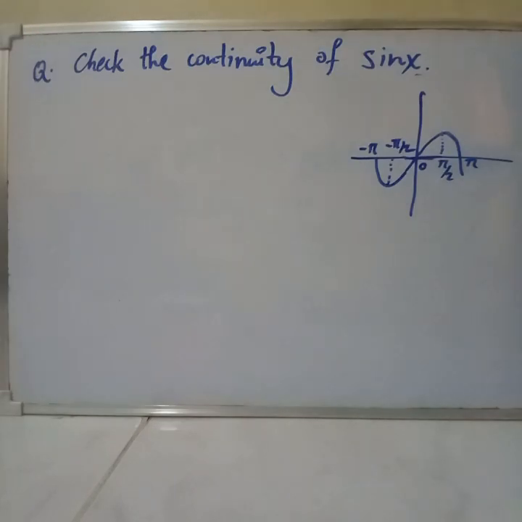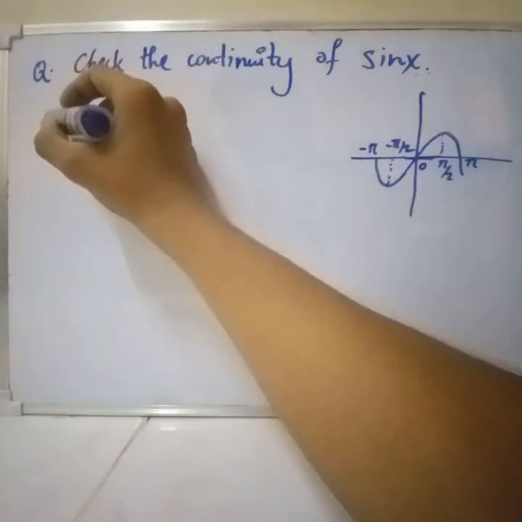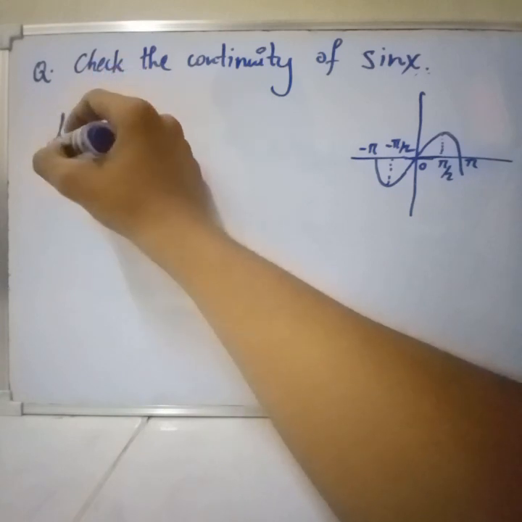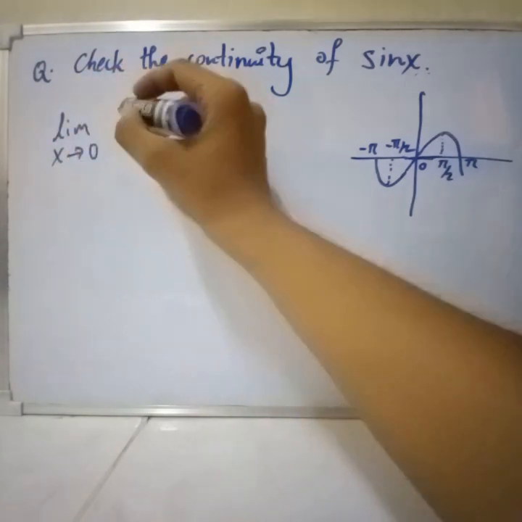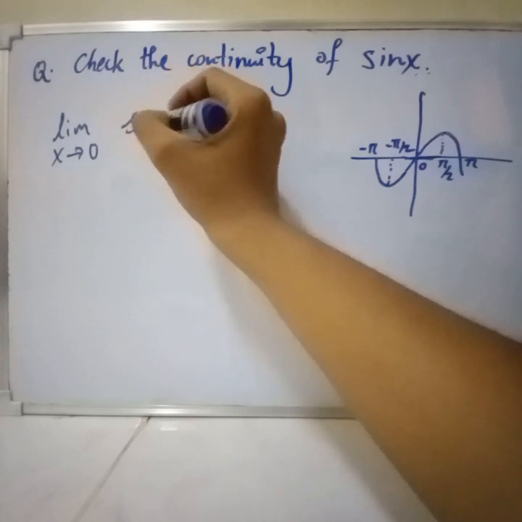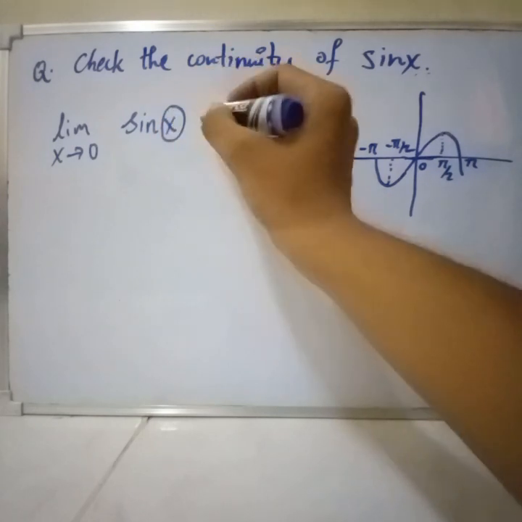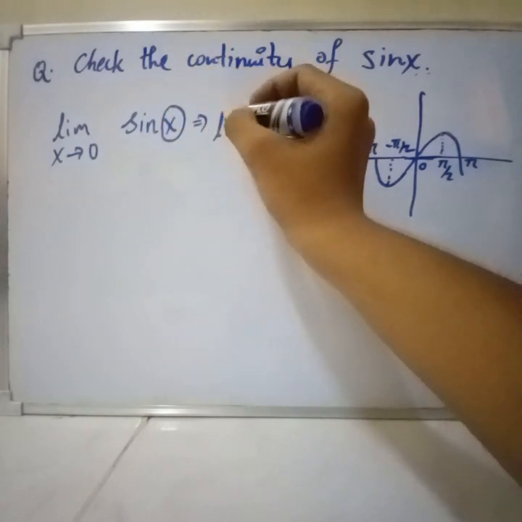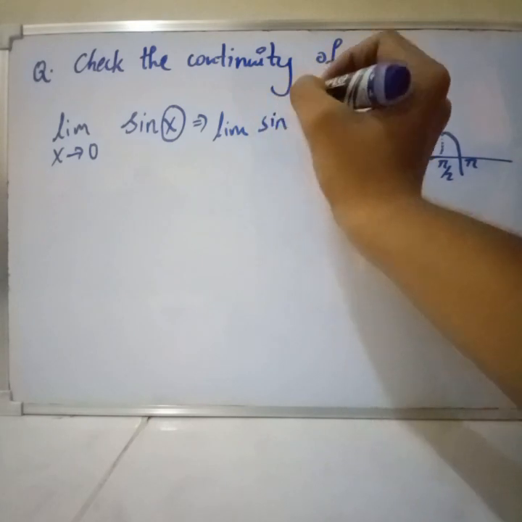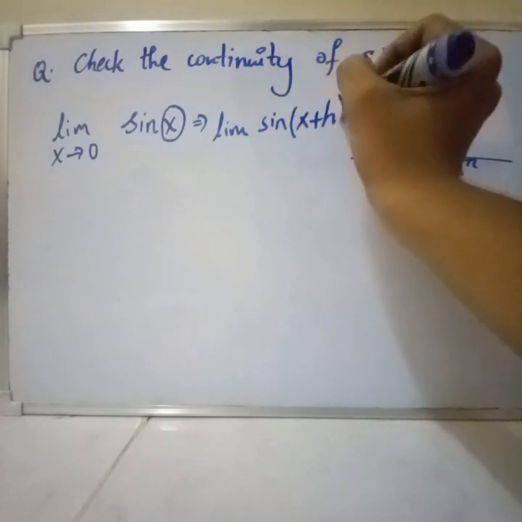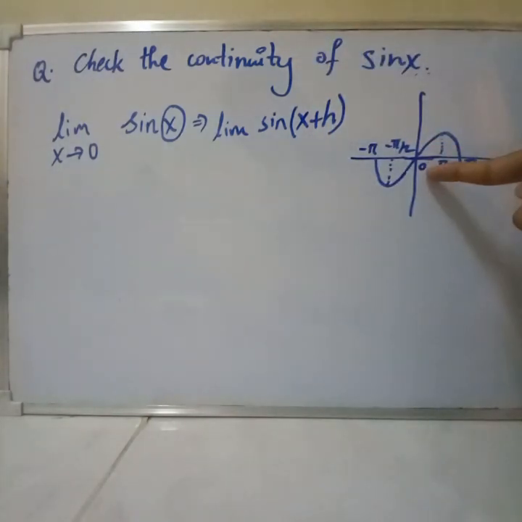So now we have another question here. We have to check the continuity of the function sine of x. So first of all, to check the continuity, we have to find the limit of sine of x as x tends to 0. What we will be doing here is, instead of x, we'll be writing the limit of sine of x plus h, because we have to check the continuity at 0 only, right? Because it's changing from negative to positive. So in this case, we have to check at the point 0 only.